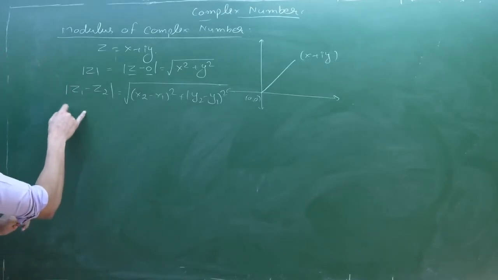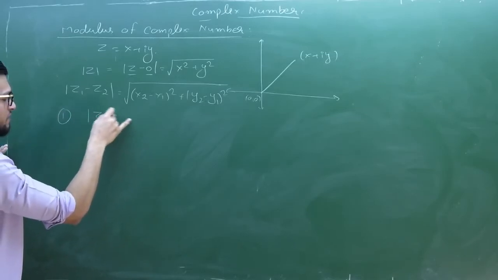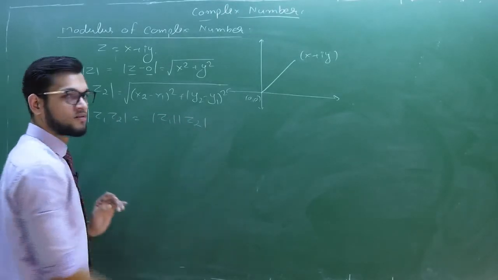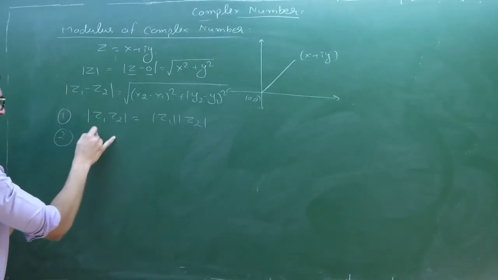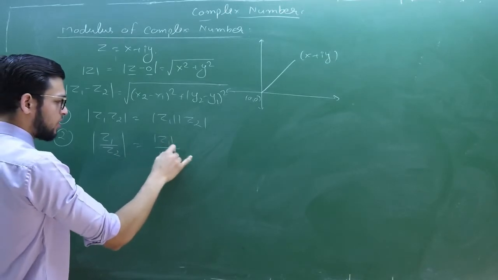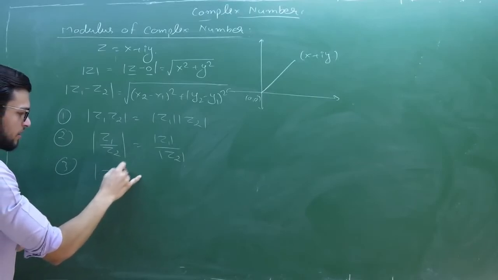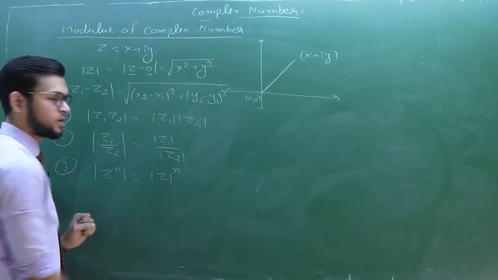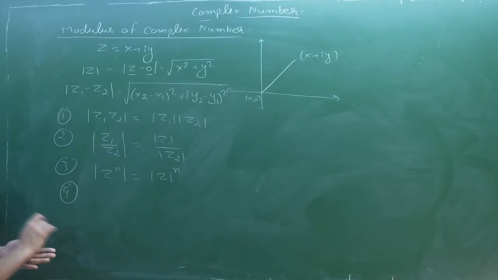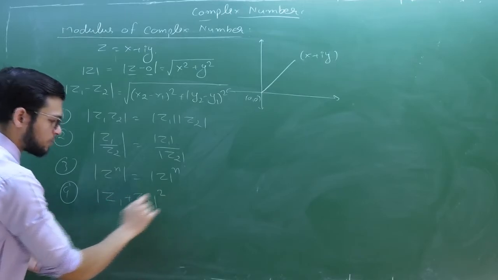After this we have some properties of modulus. Suppose we have mod of z1 multiplied by z2. This term will be equal to mod of z1 multiplied by mod of z2. Then if we have mod of z1 upon z2, this will be equal to mod of z1 upon mod of z2. Or if we have mod of z to the power n, this will be equal to mod of z whole to the power n. And after this, if we have mod of z1 plus z2 whole to the power 2.